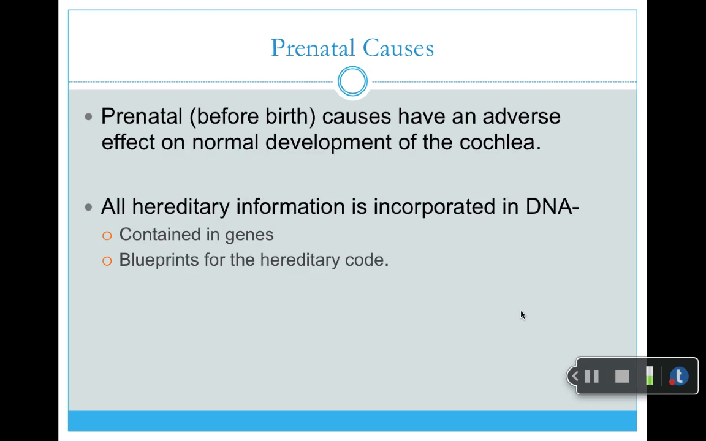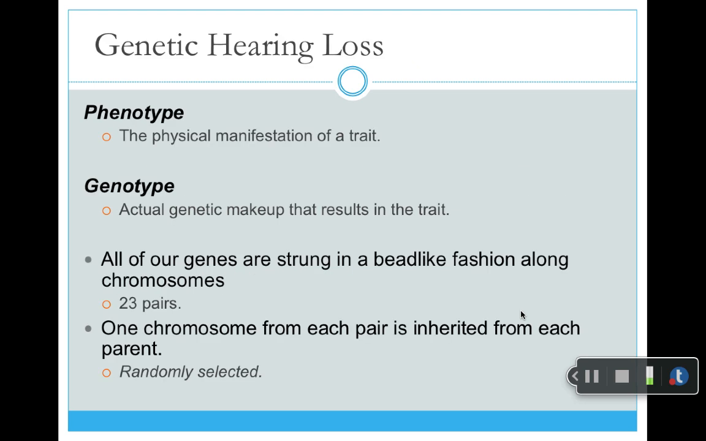There are prenatal causes of hearing loss. Prenatal is before birth, and they can have an effect on the normal development of the cochlea. So most hearing losses are genetic, and they're caused by a genetic recessive gene, so the parents don't even know they have it. To review your biology courses, all hereditary information is incorporated on our DNA, which contains genes, and they're the blueprint for our hereditary code.